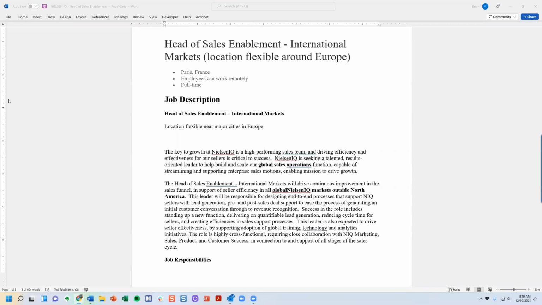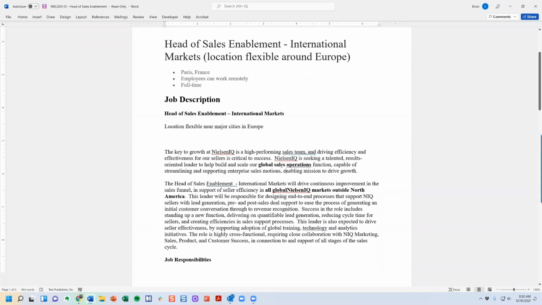And make sure you're thinking about it in terms of sales conversations and sales process, not in terms of time management and not in terms of manufacturing as a product. Okay, so Nielsen IQ is seeking a talented, results-oriented leader to help build our global sales operations function. So remember that assumption I made earlier that this was about talent enablement.